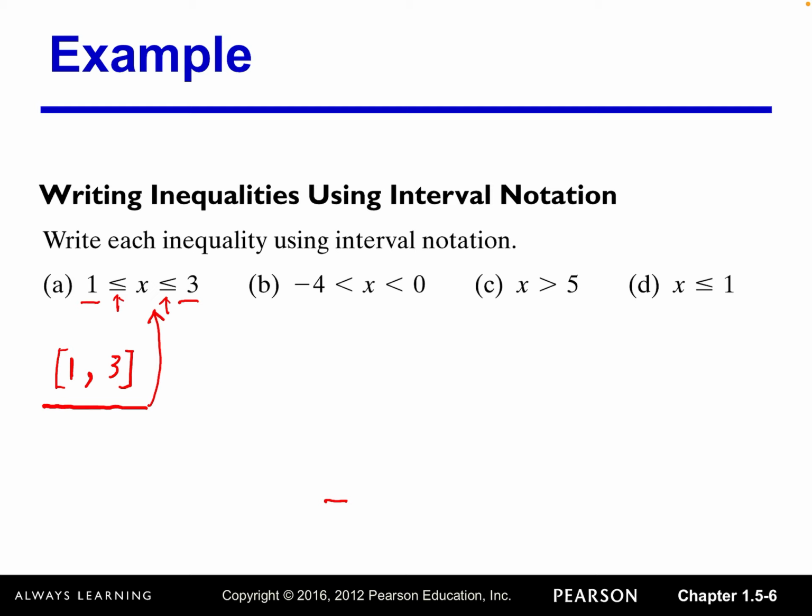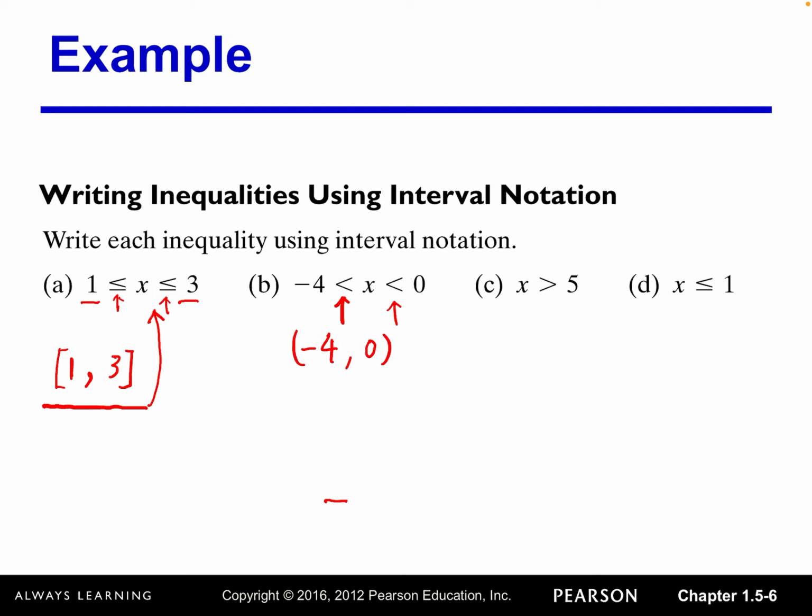All right. And similarly for B, the lower boundary -4 we put on the left-hand side, the upper boundary 0 we put on the right-hand side of the interval notation, and then we check the inequality symbol. Both are open, so on both sides we put parentheses.